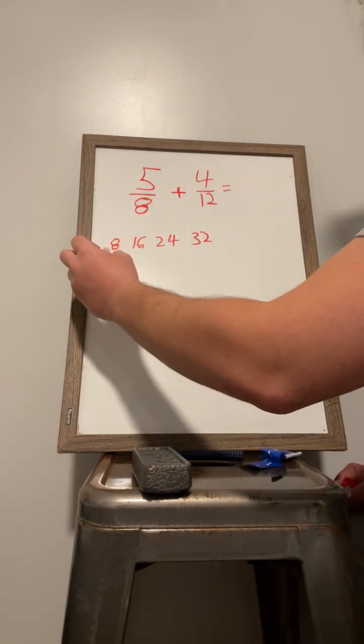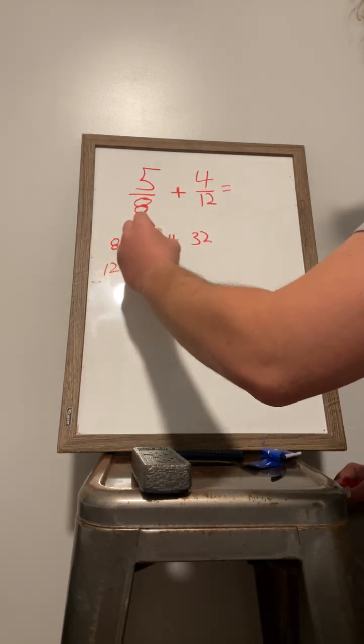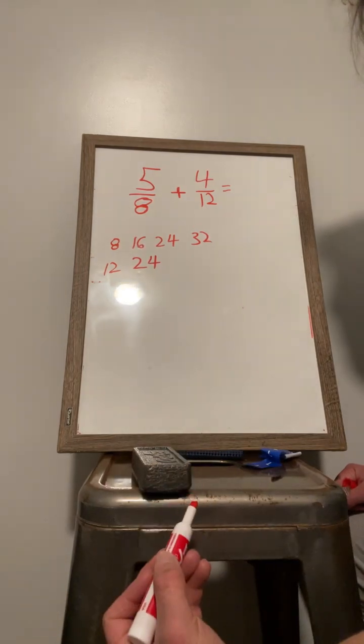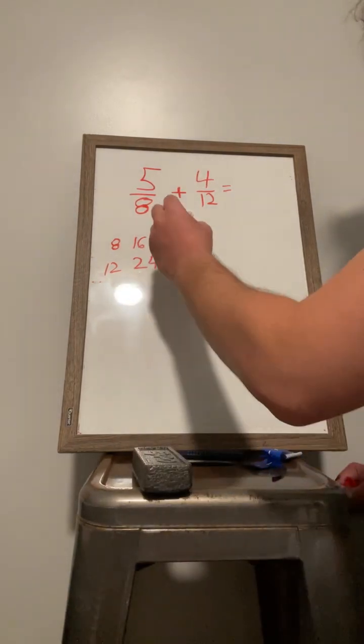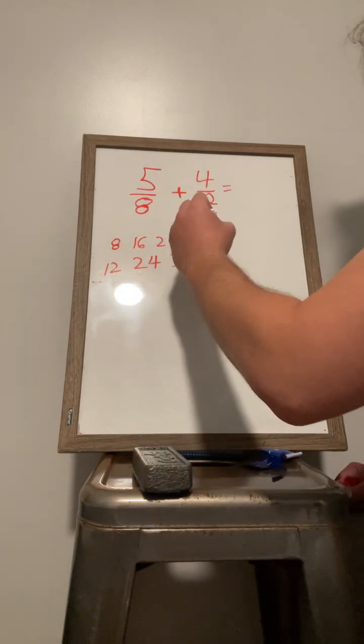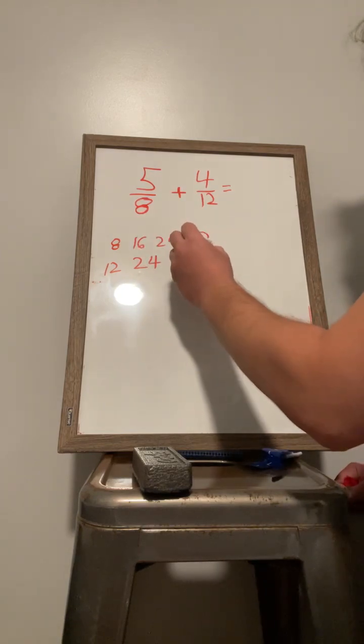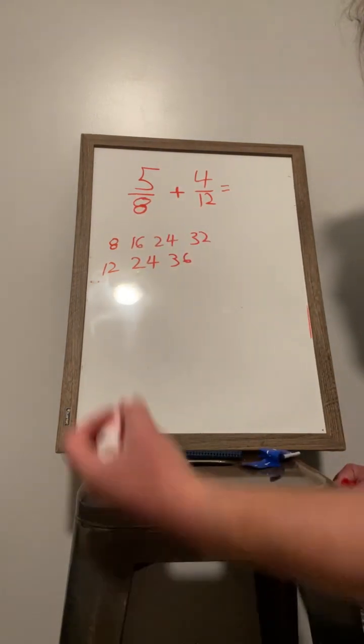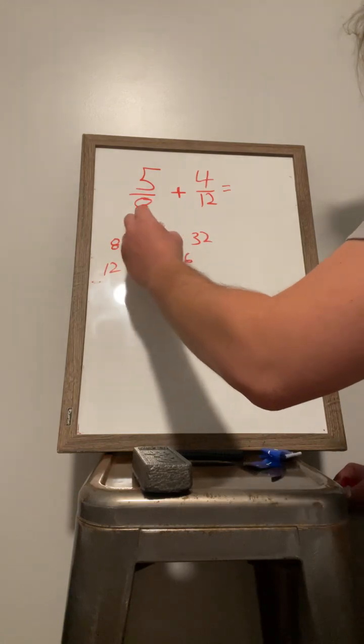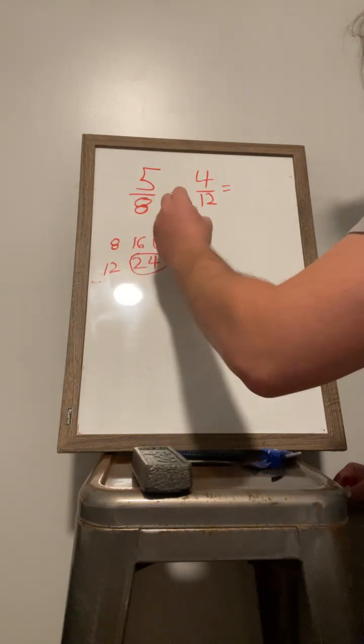I'm going to count by 12s. 12, 24, 36. I don't have to keep going. I could, but I don't have to because I found a common multiple. The least common multiple for 8 and 12 is 24.